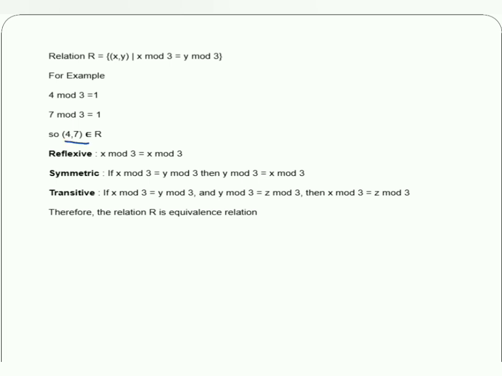Reflexive means the same one repeats, that is x mod 3 equals x mod 3. Symmetric means the reverse: if x mod 3 equals y mod 3, then y mod 3 equals x mod 3. Transitive means if (A, B) and (B, C) follow, then (A, C) follows. So x mod 3 equals y mod 3 and y mod 3 equals z mod 3, then x mod 3 must equal z mod 3. It satisfies these three relations. That's why option C is the correct option.